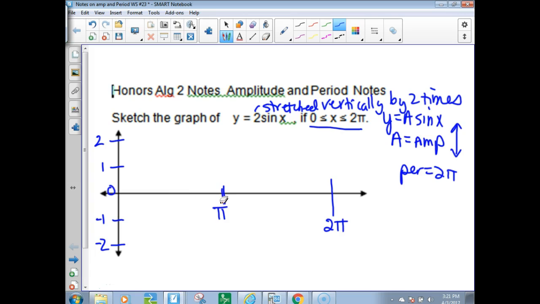Okay. Now, we need 5 key points. Right now, we only have a spot for 1, 2, 3. So what we do is we cut these in half. Half of pi would be pi over 2. And then I'm going to cut the pi to 2 pi section in half and label it: pi over 2, 2 pi over 2, 3 pi over 2.